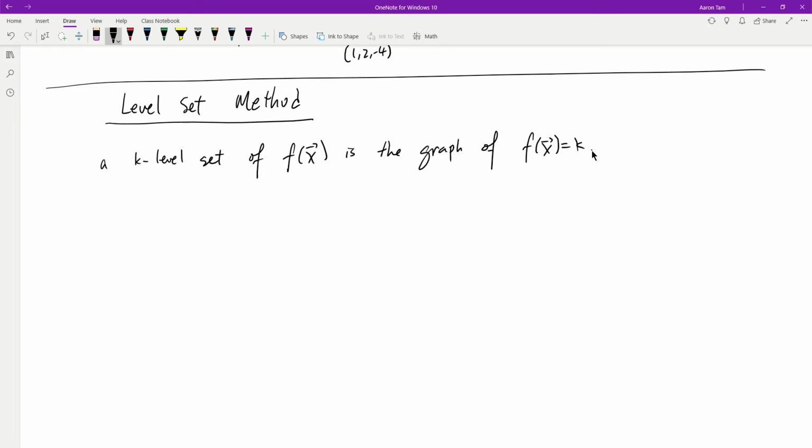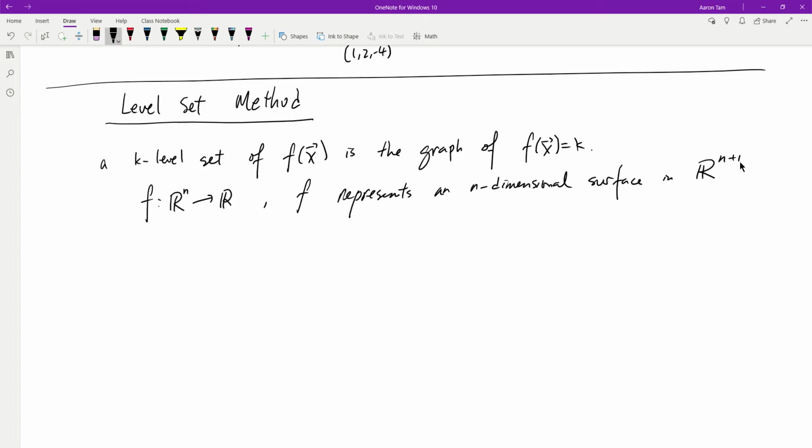Now, here's something interesting that you have to pay attention to. The reason why is because, just like what I keep telling all of you, you have to pay attention to the dimension that you're working with, so that you can make sense of what you try to do. So imagine the following. Imagine f mapped from R^n to R. Then we call f represent an n-dimensional surface in R^(n+1).